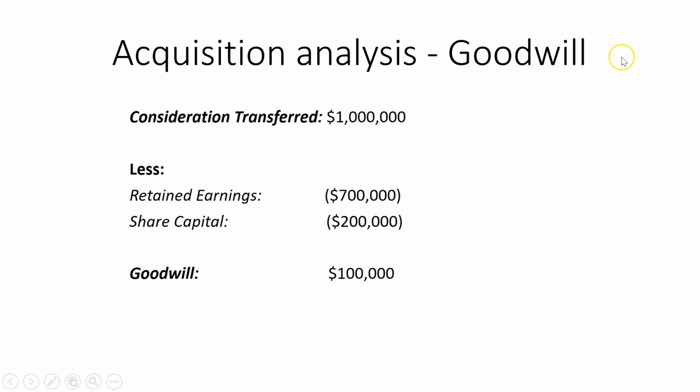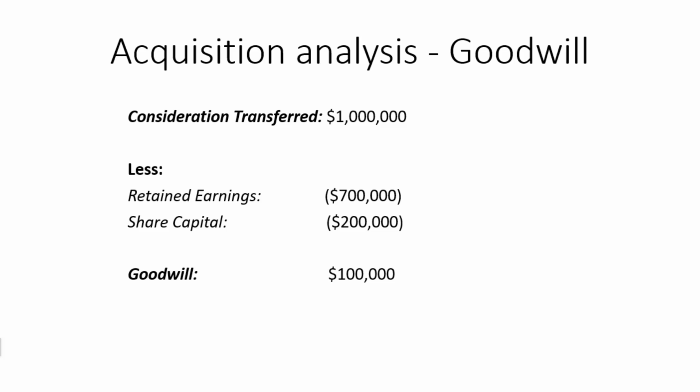So we have our acquisition analysis. So we know that we have paid $1 million, and we know that the net assets are represented by the total equity of the company. And so we have the $700,000 of retained earnings, the $200,000 of share capital that we just got from the question. So that's $900,000 in total. So we've paid $100,000 more than the net assets. So that means that there's $100,000 of goodwill.